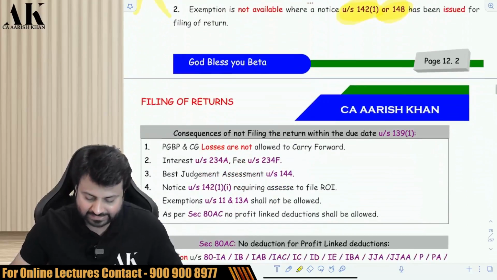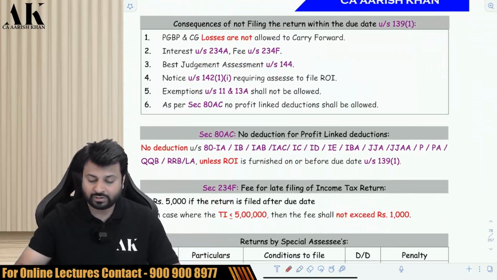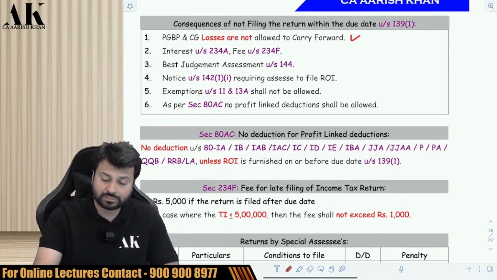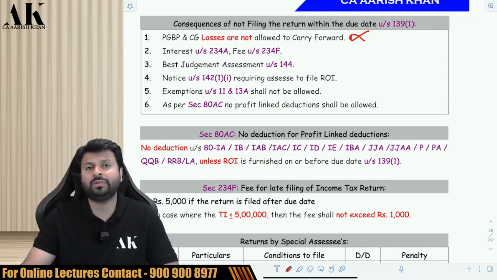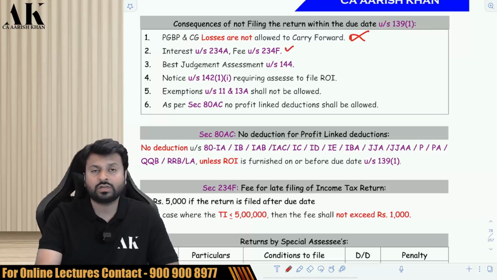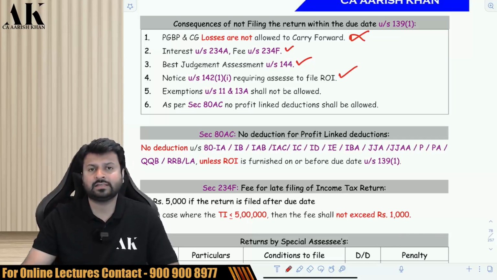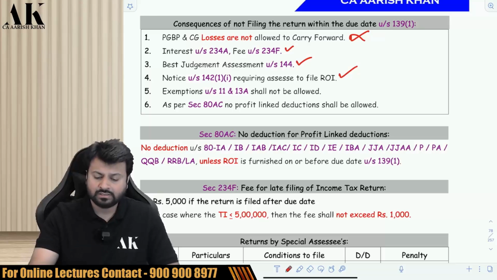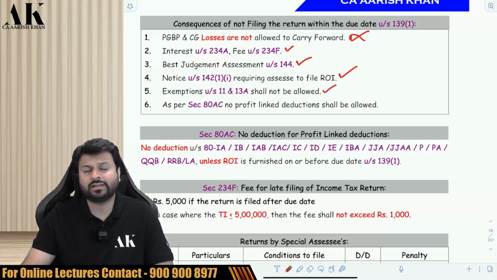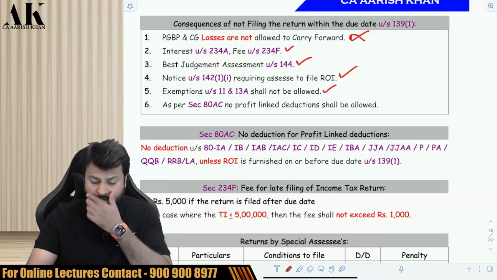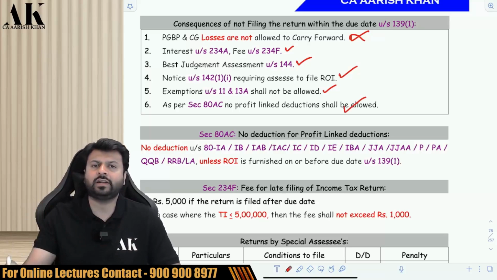Okay. Next. What are the consequences of not filing the return on time? There are a lot of consequences. First of all, certain PGBP losses and capital gain losses will not be allowed. You will be liable for interest under 234A, fee under 234F, best judgment assessment can be done against you. You will be liable for what? 142(1) notice can be sent by the assessing officer or prescribed authority to you. Then exemptions under section 11 for trust and 13A for political party will be denied to you. Then it says that no profit linked deductions will be allowed to you.